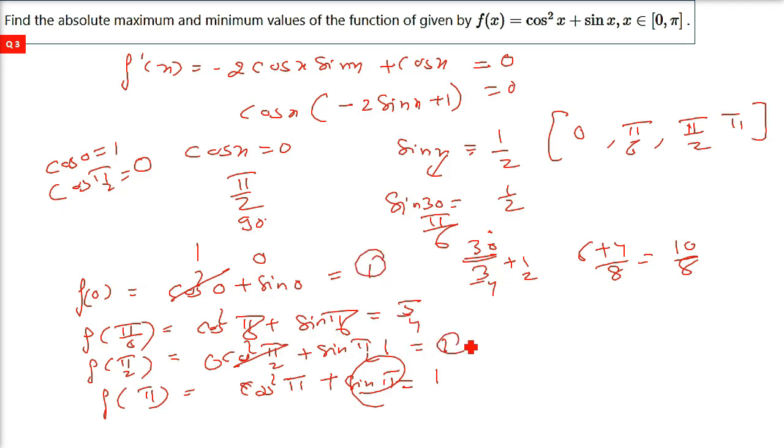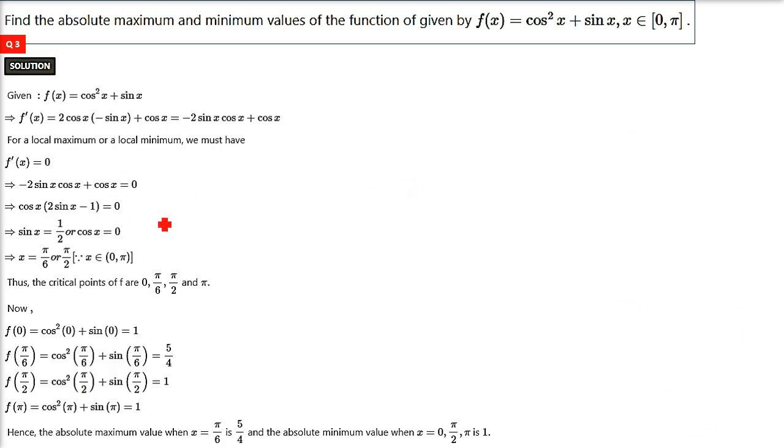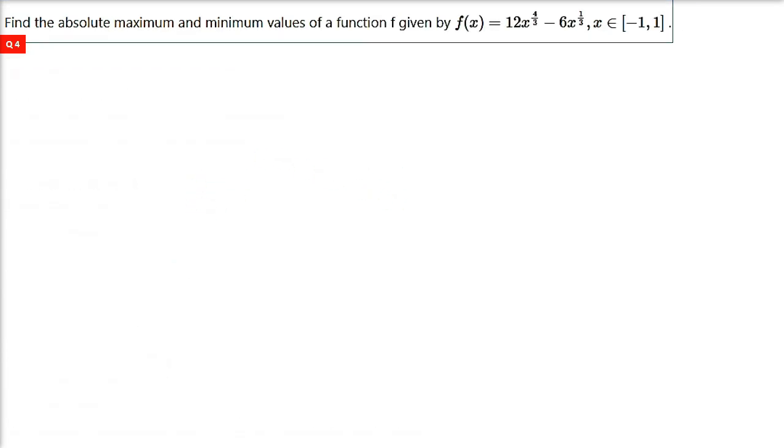Now you see, we got three 1s and one π/4. π/4 is greater than all these 1s. So at x equals π/6, we got the highest number, which is the absolute maximum. But at 0, π/2 and π, we got the minimum number, which is 1. Now this is how we have to complete this, and all this writing is a must, which I told you, and you can try by yourself also.